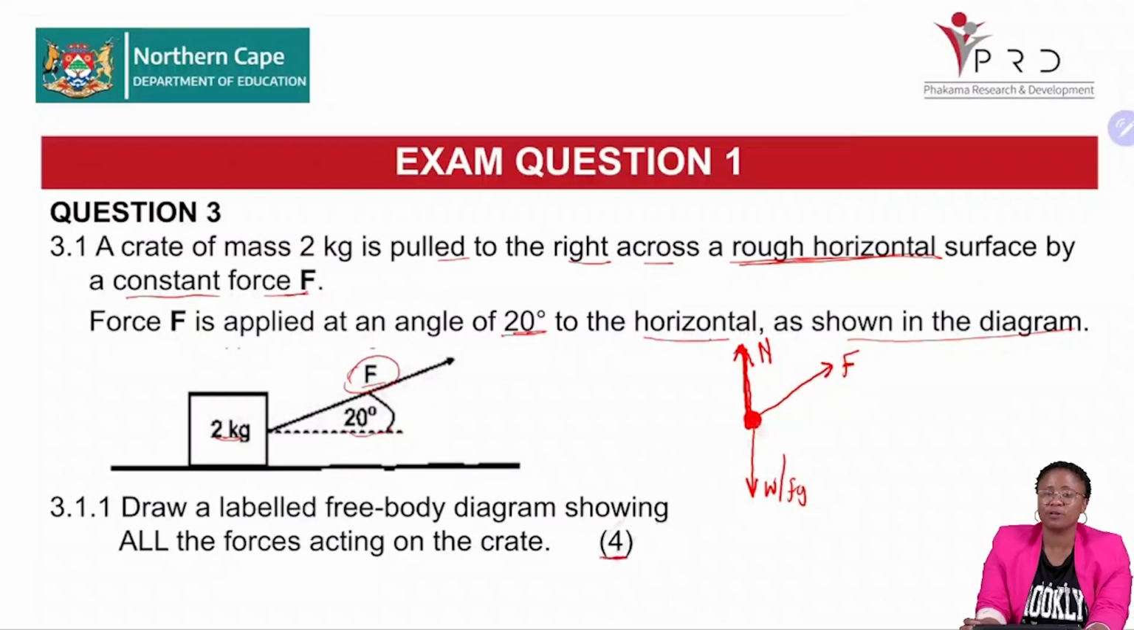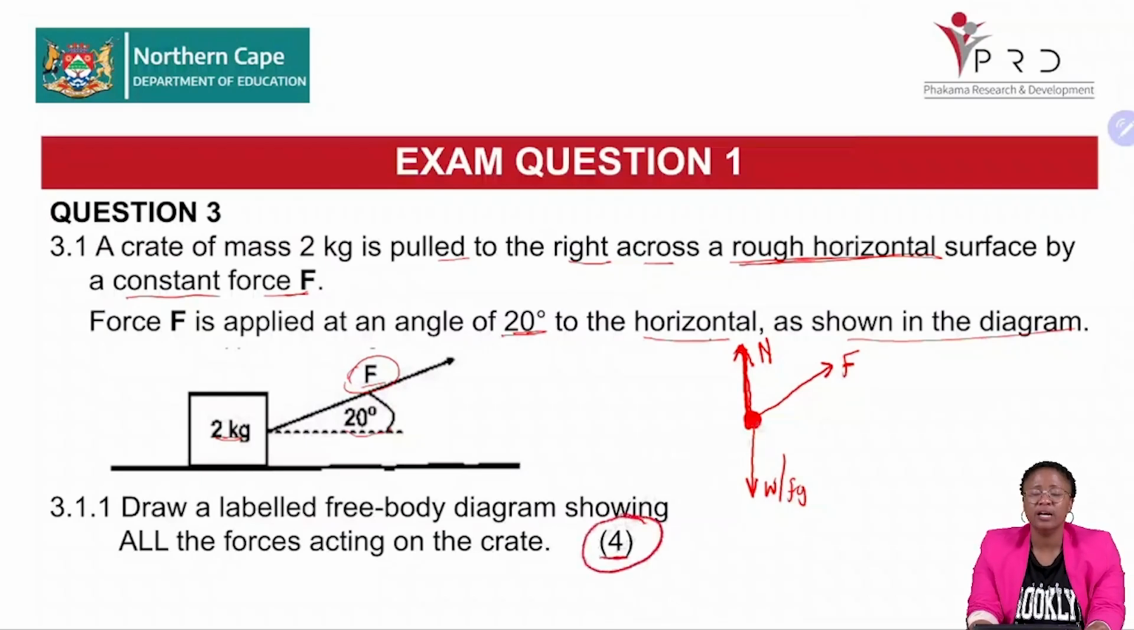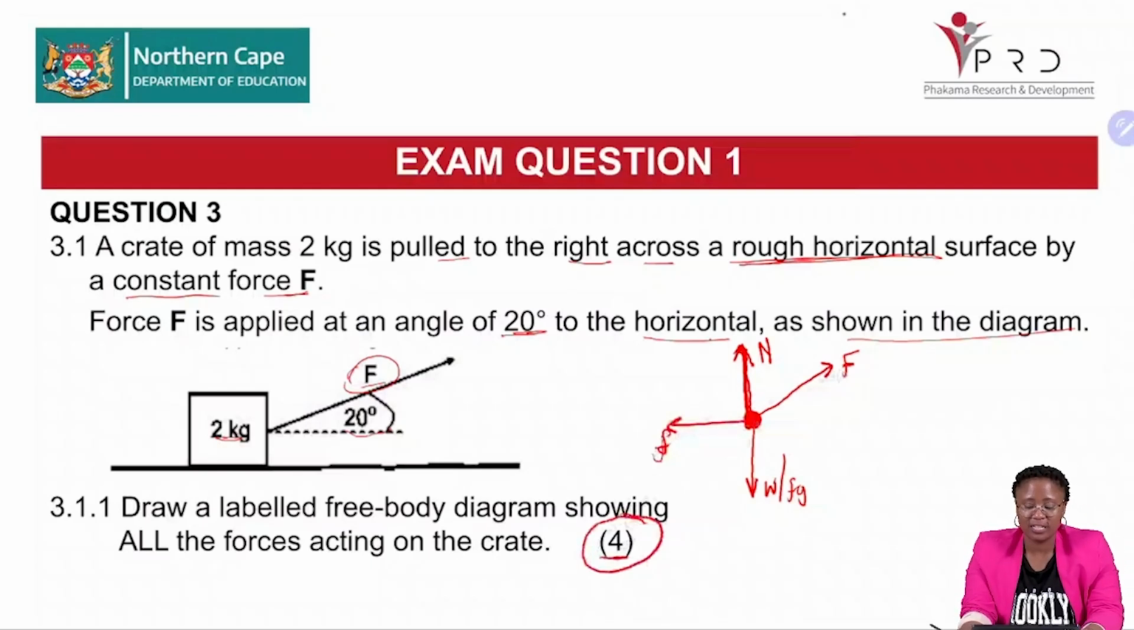If you are not sure if you must put friction or not, we said we must look at the mark allocation. The mark allocation is going to assist us to know how many forces we must draw, because each force is 1 mark. So I already drew 3 forces here. That means the next force that I have to draw is the friction force, which is small letter f. So that is how you draw the free body diagram. Those are all the forces that are acting on the object.